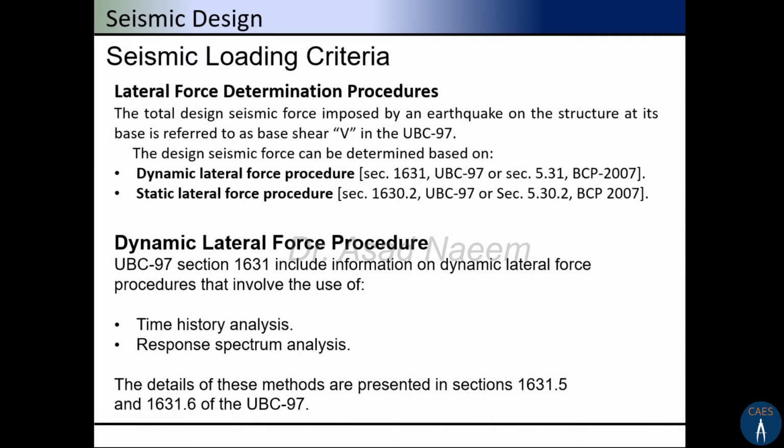However, for the static lateral force procedure, we take all the base shear that acts on a building at the base of the building, and then we apply simple static forces on different levels of the building structure. We will briefly go through each one of them.